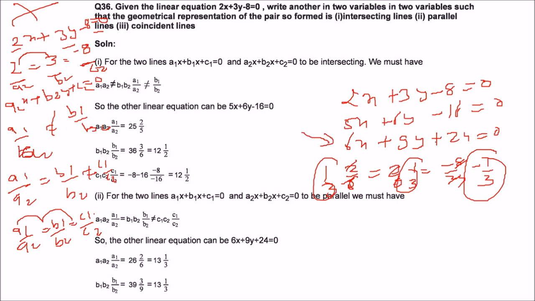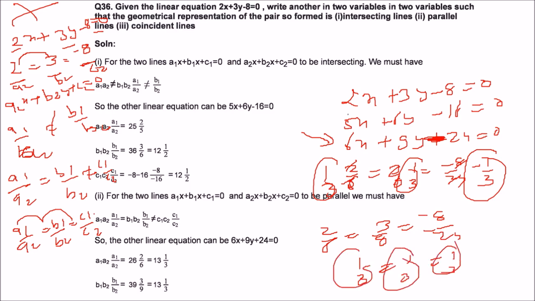If I just change a sign, say 6x plus 9y minus 24, then 2 by 6, 3 by 9 and 8 by 24 will be 1 by 3, 1 by 3, 1 by 3. All three are equal. That means these two lines are exactly equal. They coincide with each other and they are going to give you infinitely many solutions. So you can have a look here also, but this is how you are going to go about it.